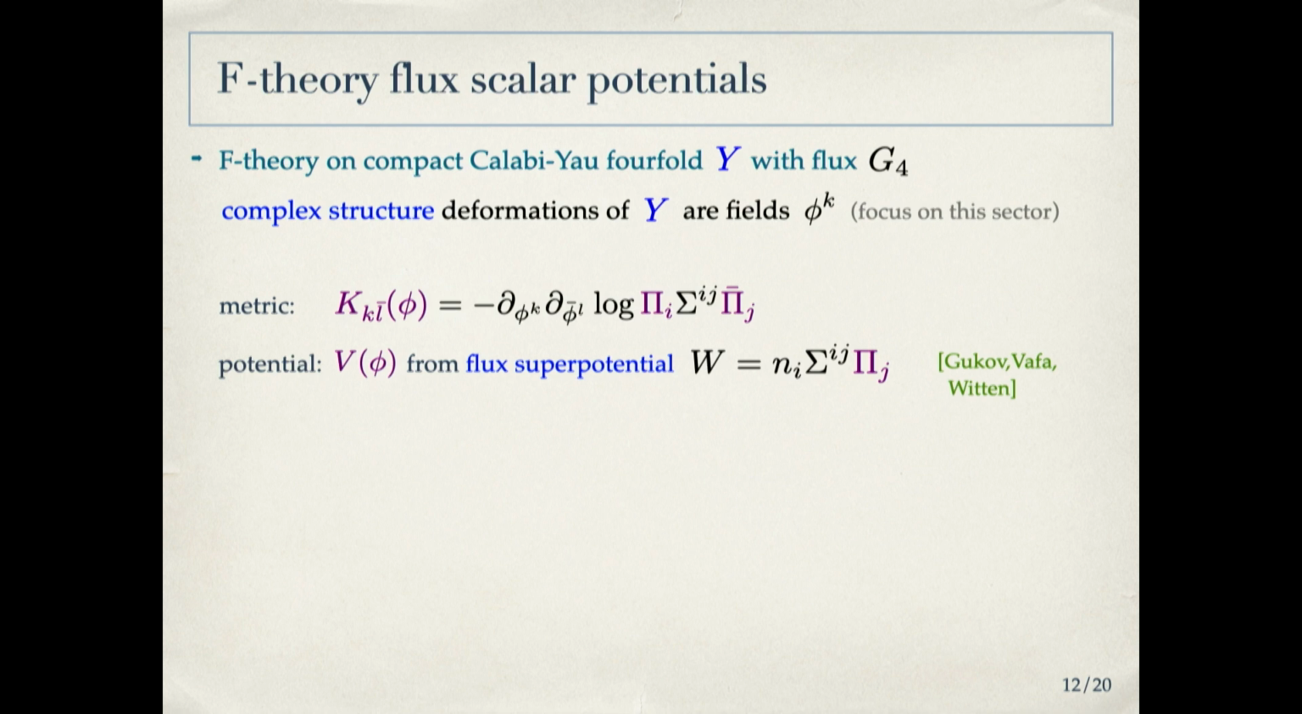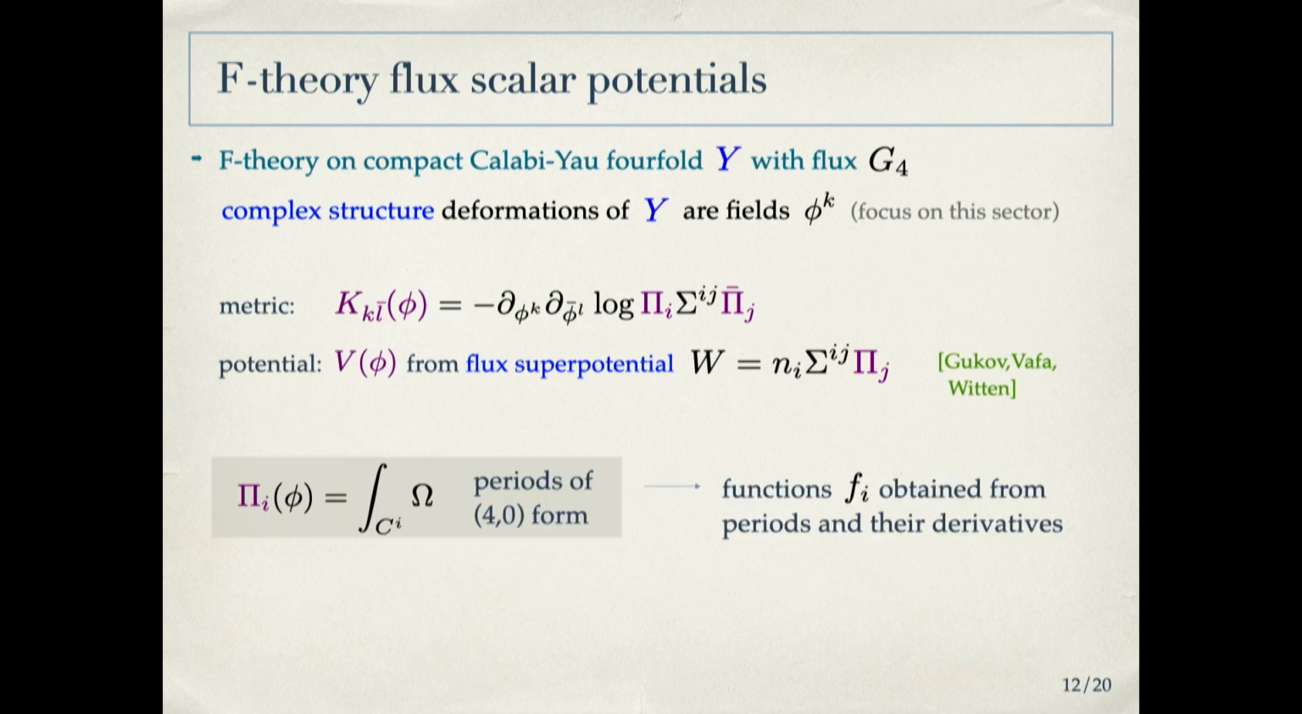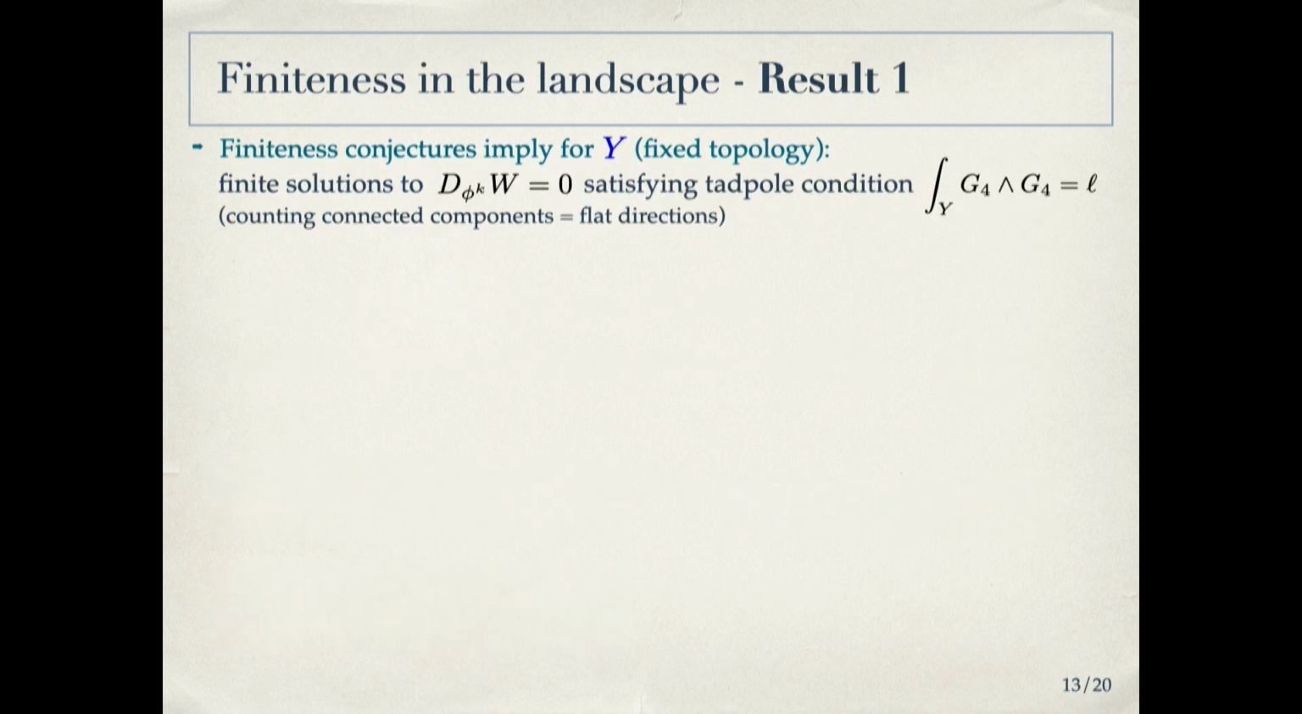The key point to notice here is that all the non-triviality in this expression sits in the periods, namely in these geometric integrals over a form on this manifold. And you should think of it like this. These periods determine these non-trivial functions f, and one has to use their derivatives. Furthermore, all we can choose are integers, right? For example, we can choose the fluxes to change my scalar potential.